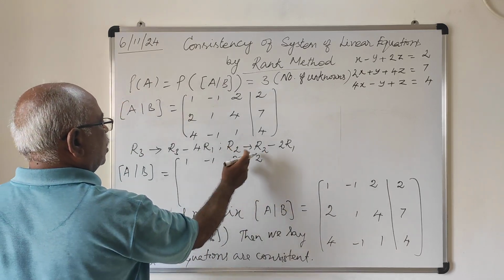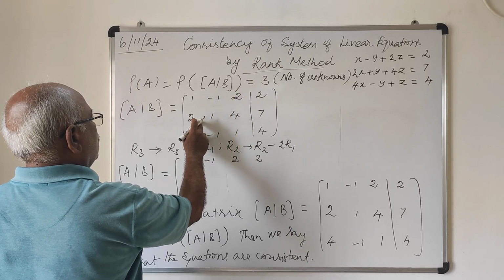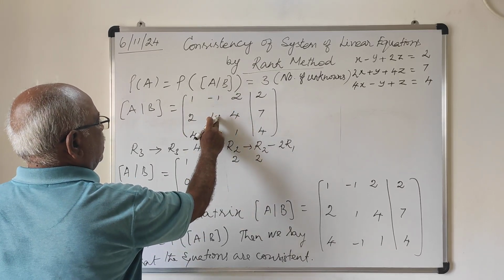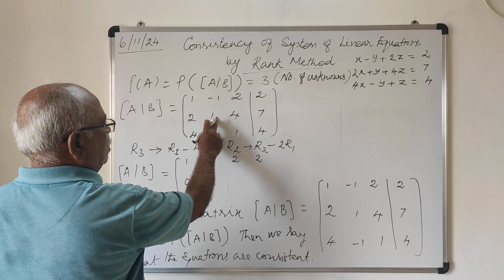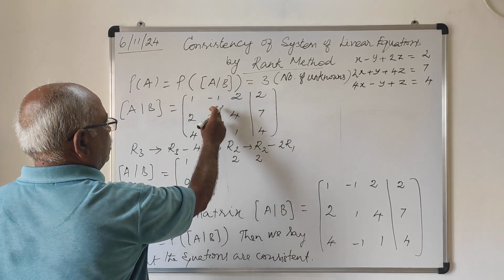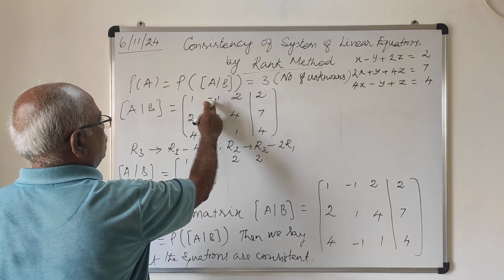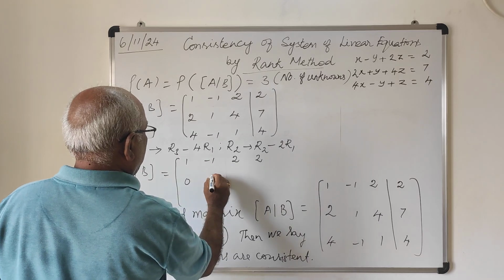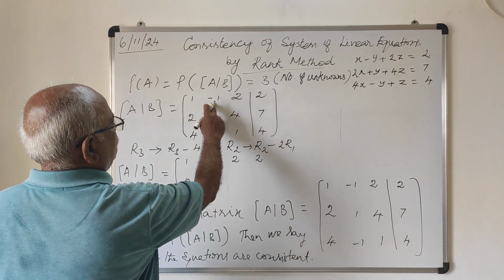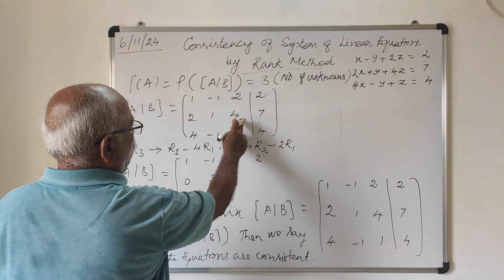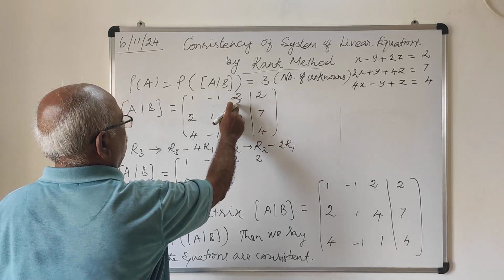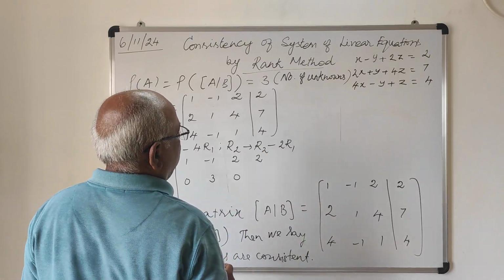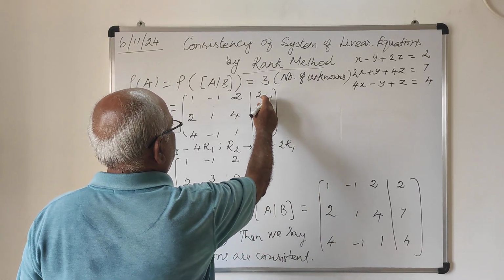Second row, R2 minus 2R1. 2 minus 2 is 0. Then 1 minus 2 times minus 1: minus of minus 2 is plus 2, so 1 plus 2 is 3. Next, 4 minus 2 times 2, which is 4, so 4 minus 4 is 0. And for the last entry, 7 minus 4 is 3.